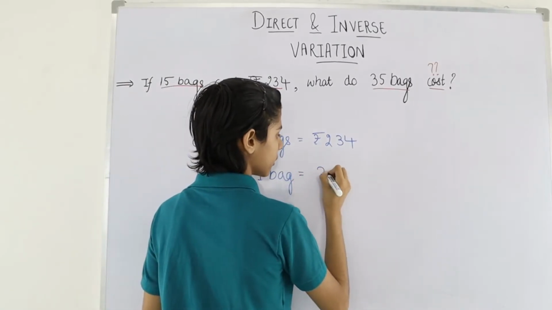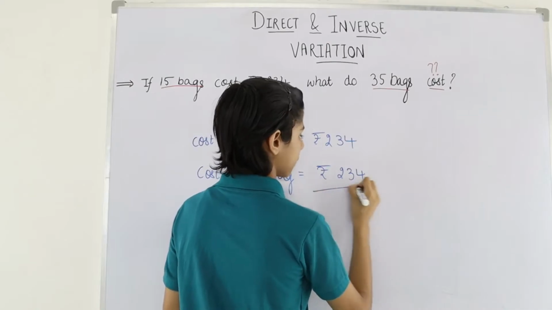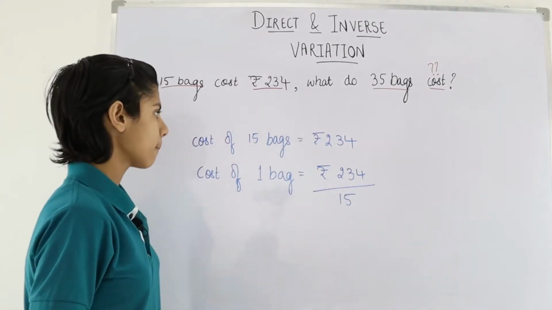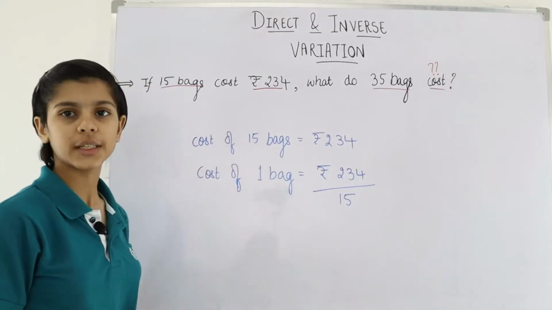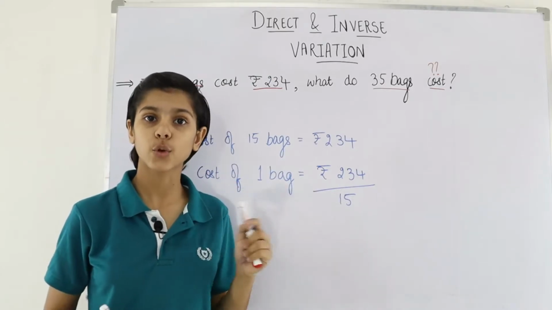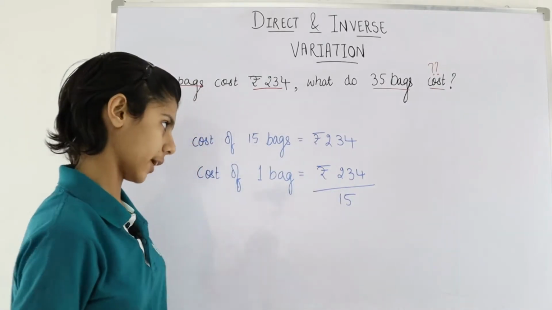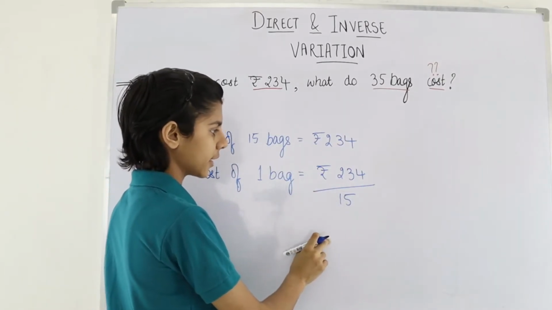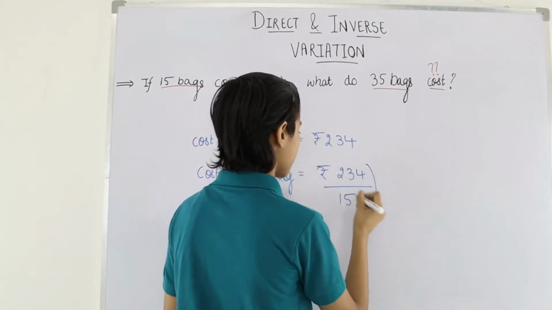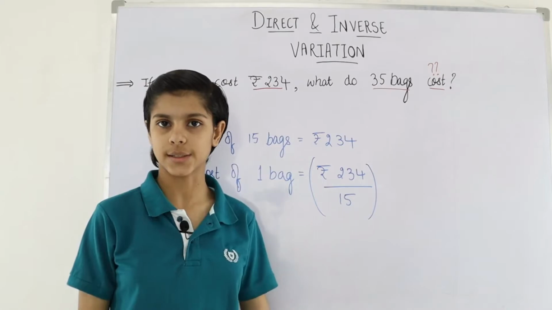It will be 234 divided by 15. Why we have divided here? Because as compared to 15 bags, the cost of one bag will be less. And as I have told you earlier that if we are asked less thing, then we will divide. So that's why we have divided here. And whatsoever the answer will come here, it will be the cost of one bag. So we will keep it as it is.